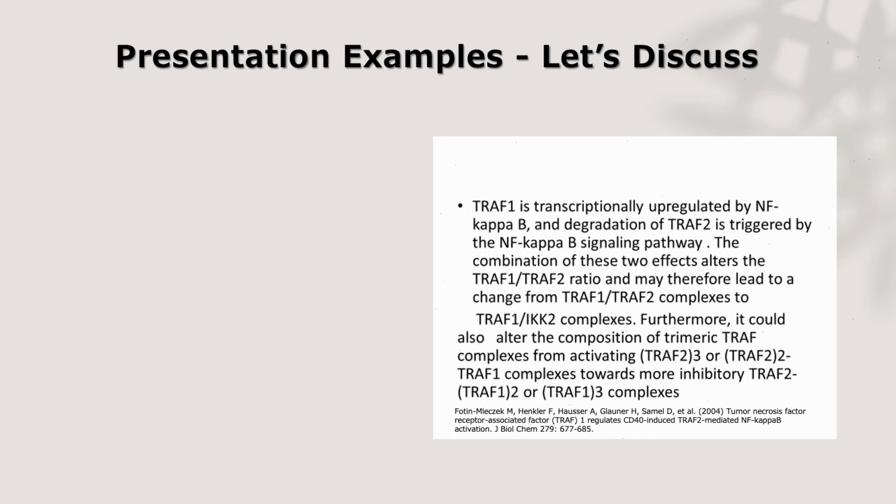So I gave the slide and I ended up presenting it this way, and I asked you all to critique it. So I'm going to present it again the way I presented that day. Draft 1 is transcriptionally upregulated by NF-kappa B, and deregulation of draft 2 is triggered by the NF-kappa B signaling pathway. The combination of these two effects alter the draft 1 and draft 2 ratio and may therefore lead to change from draft 1 draft 2 complexes. So you generally get the idea.